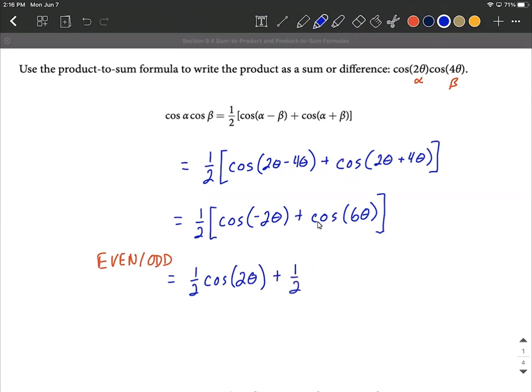Again, distribute that 1/2, so it makes it to each of these. And we're going to end up with 1/2 times cosine of 2 theta plus 1/2 times cosine of 6 theta. And that's the best solution we can get for this.